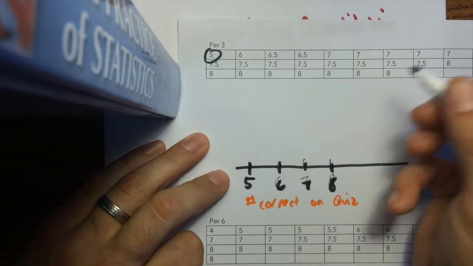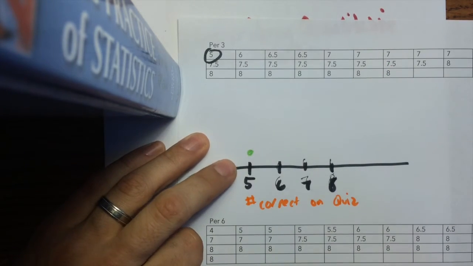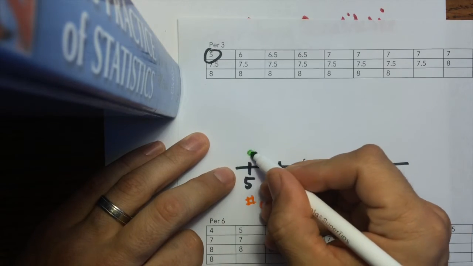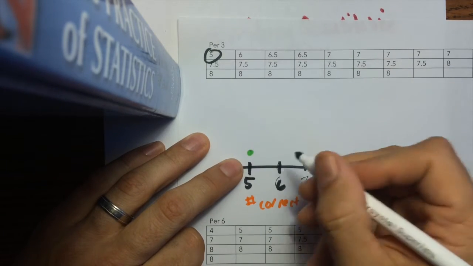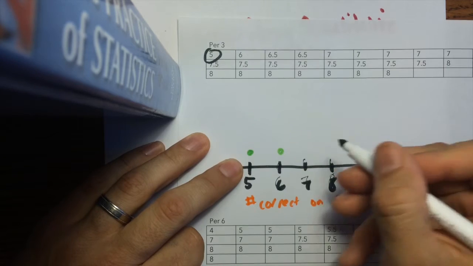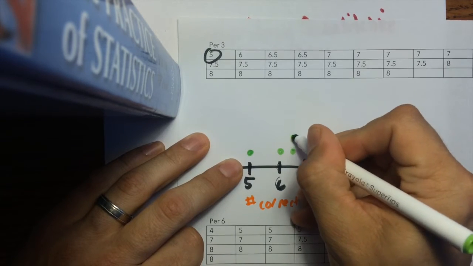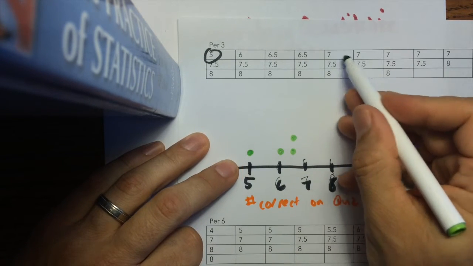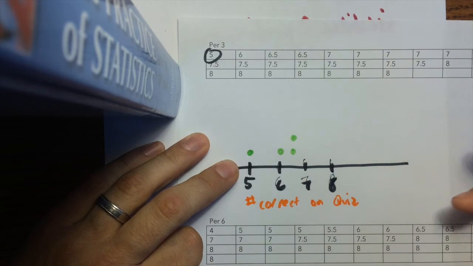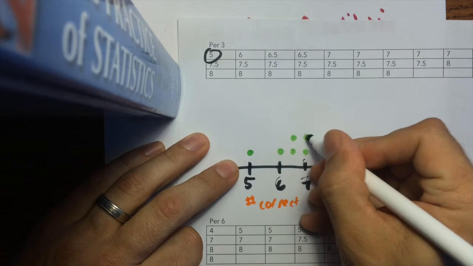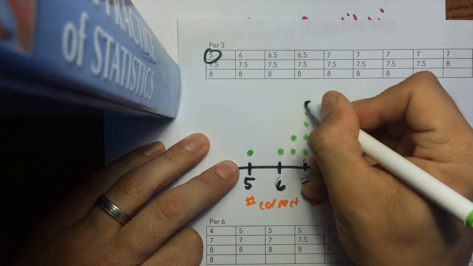So I have a 5, so I'm going to start by putting a dot at 5. Can you see that? I can see that. All right. That green's okay. Then I got a 6, so I'll put a dot at 6. I got two 6.5s, so I'm going to put a dot there and a dot there. I have 1, 2, 3, 4, 5, 6, 7. So I'm going to go 1, 2, 3, 4, 5, 6.